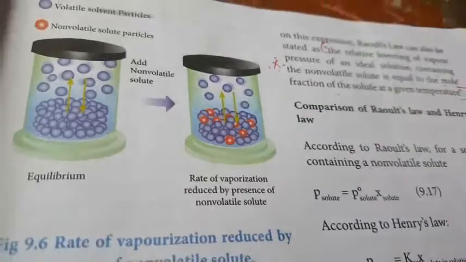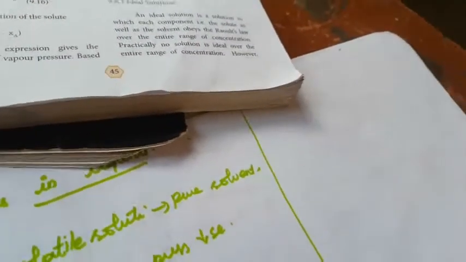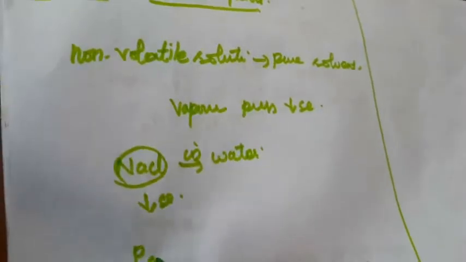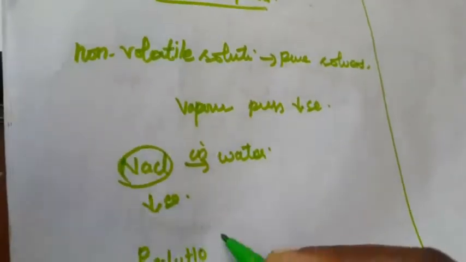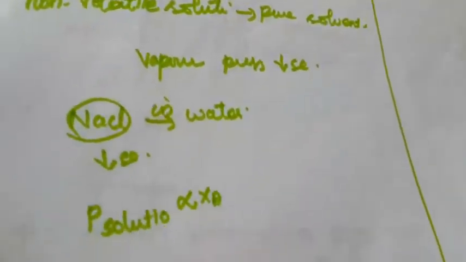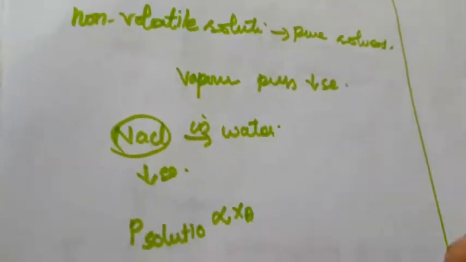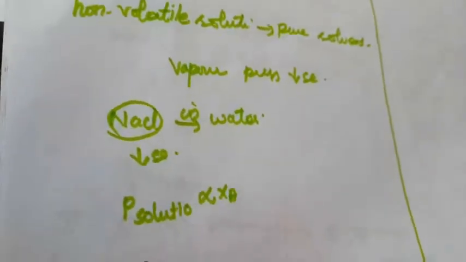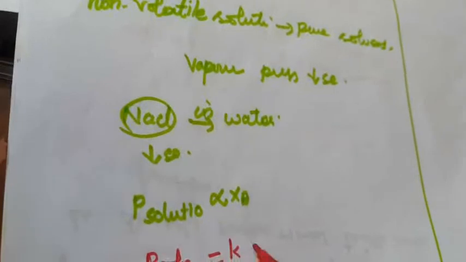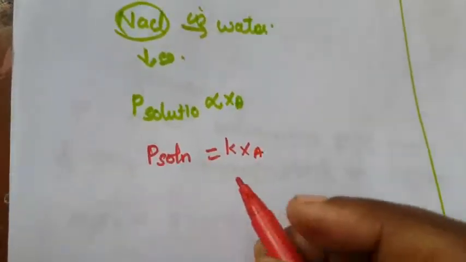Okay, so this is another one. The rate of vapor pressure is reduced by the presence of non-volatile solute. So இதை how to explain that? So that is P solution. P solution is directly proportional to the mole fraction, that is XA. Now what is XA? It is the mole fraction of the solvent. P solution is equal to K into XA.